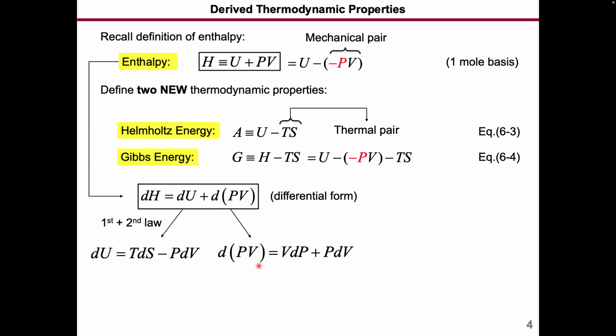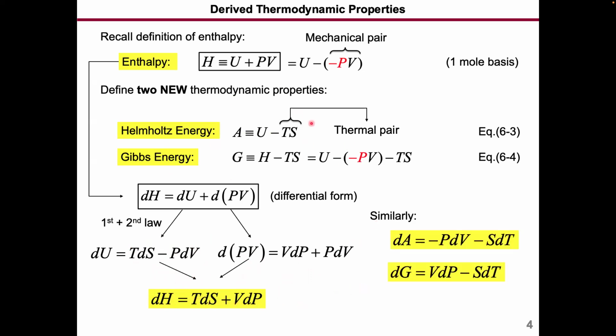And then if you combine these things together, in the end you will get dH equal to TdS minus PdV plus PdV, they will cancel. So in the end, dH is equal to TdS plus VdP, okay? So this is your differential form for enthalpy, right? dH is equal to TdS plus VdP. And similarly, you can do the same thing for dA and dG. What you get is dA is equal to minus PdV minus SdT, and dG is equal to VdP minus SdT, okay?